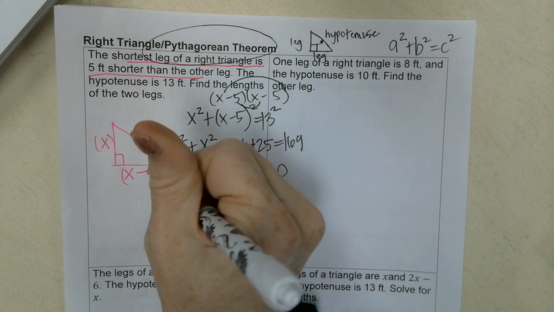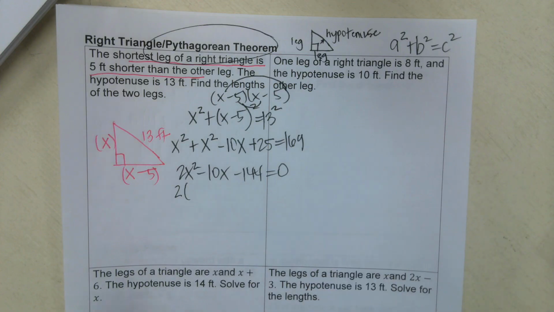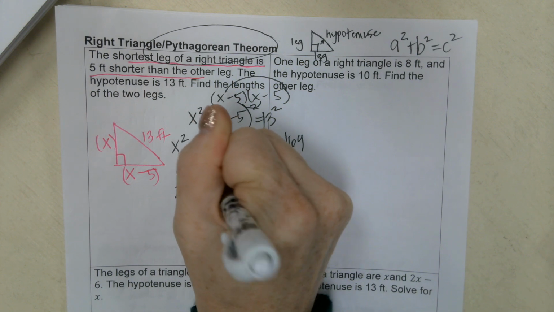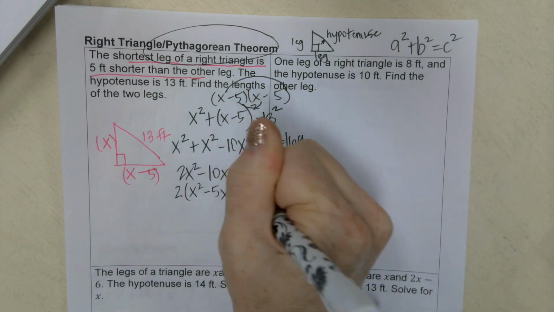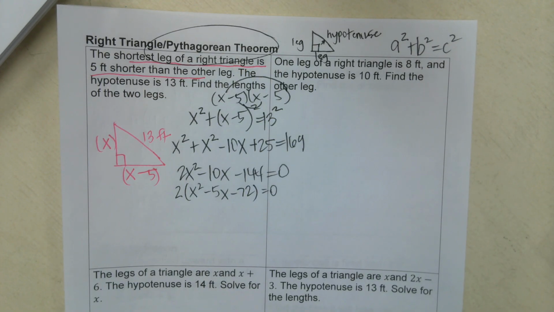Okay, the first thing that I'm going to do is take out a GCF. I want to work with as small of numbers as possible, okay? So that's going to give me x squared minus 5x minus 72 equals 0, okay?